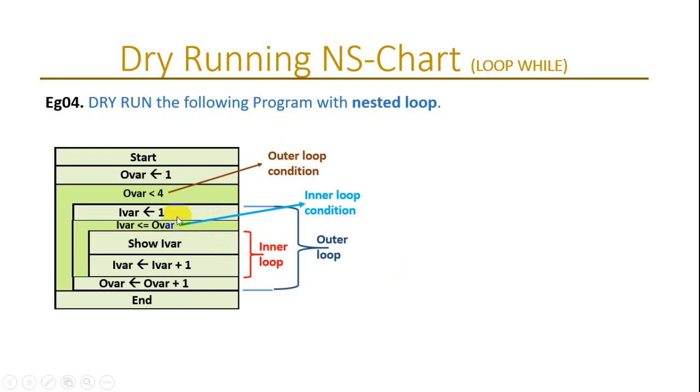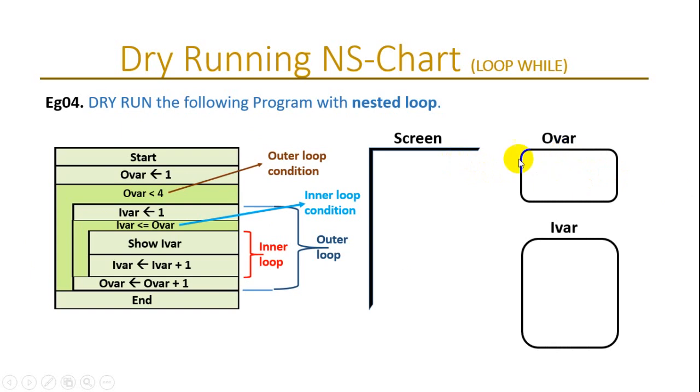Once we write our NS chart like this, we have two loops. Remember, this is one loop. Let's put the screen and the variables. Why two variables? Because we have a variable called OVAR, so I have one for that, and we have another variable called IVAR. I could have put X and Y instead, but I just named it like this. When you look at this, you should know this is the nested loop because it's coming inside of this loop. A nested loop is always inside another loop.